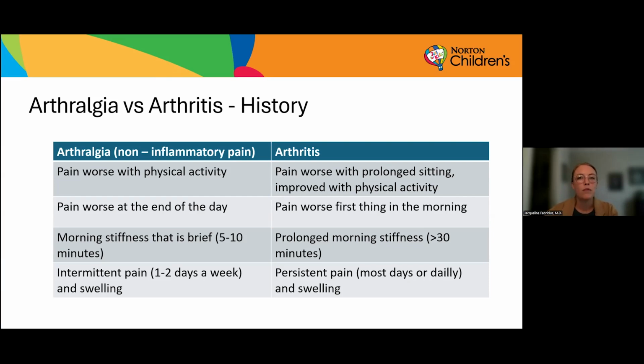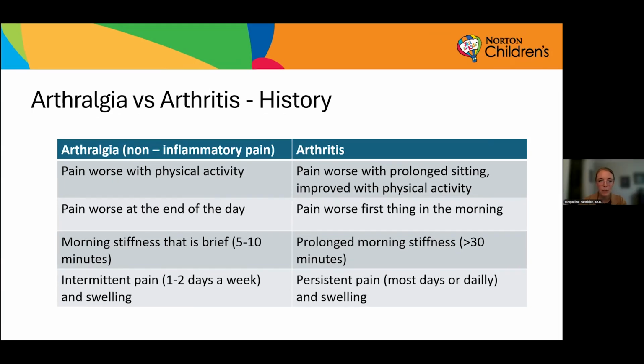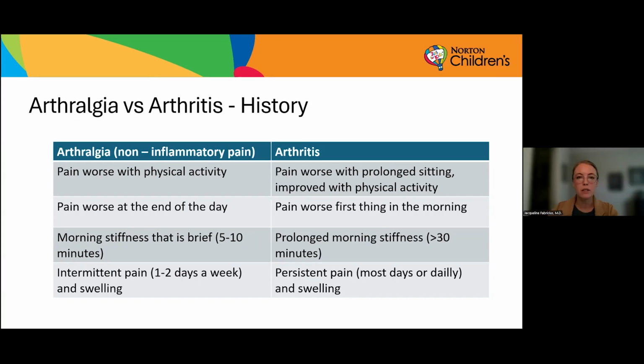The other thing that's important from the history is how often are these kids having pain? Is the pain intermittent or is it persistent? Arthritis is typically going to be a more persistent pain that is getting worse over time. Now, things like amplified musculoskeletal pain syndrome will also have persistent pain, but in general, intermittent pain is less likely to be associated with arthritis.